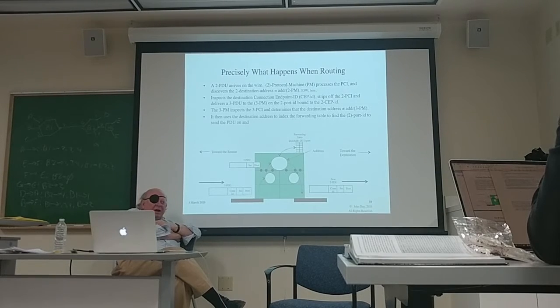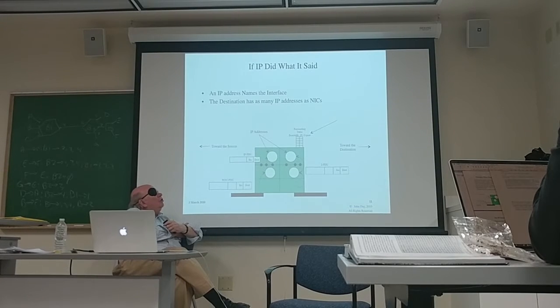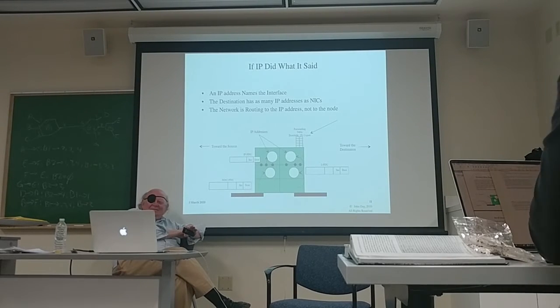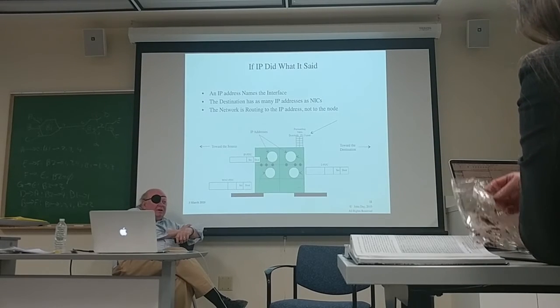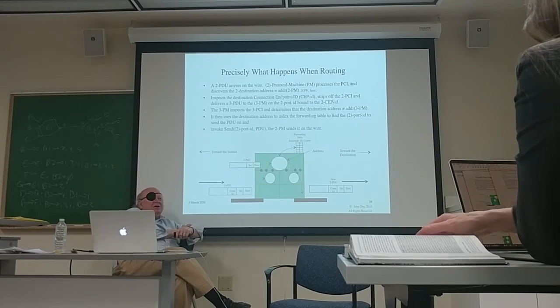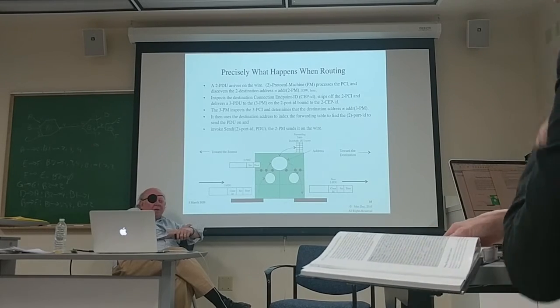Now, this is what happens if the layer 3 address is addressing that. Now, if the address is addressing the interface, then you get something that looks more like this. If you believe, this is what most people believe IP is doing. But in point of fact, it isn't. The people who build routers are smarter than the IETF, and they actually do this. They just don't tell anybody.